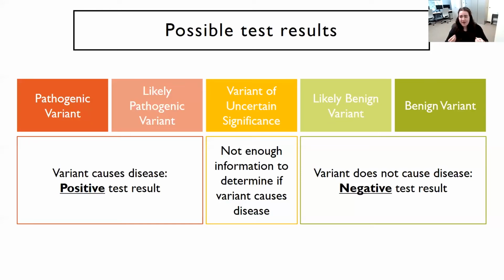So at that point, the variant of uncertain significance is really part of a conversation with your providers to see what does this mean for you? Does this fit with your disease, or do we think this might just be kind of noise, and not relevant to your care moving forward?